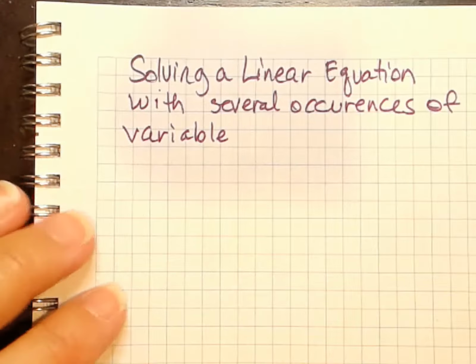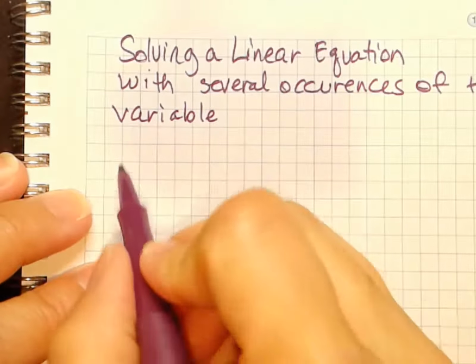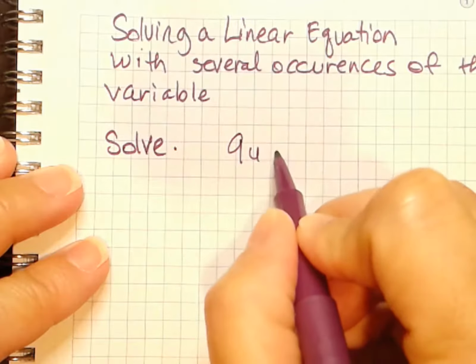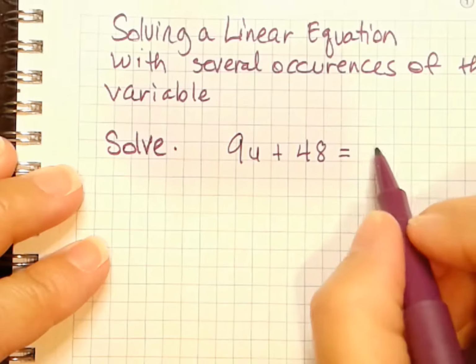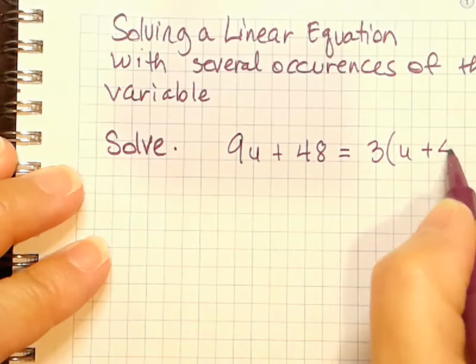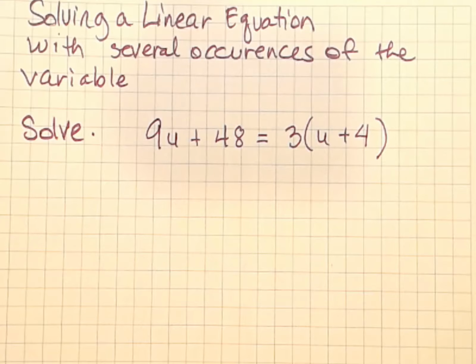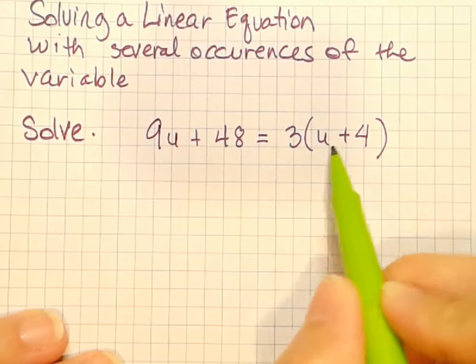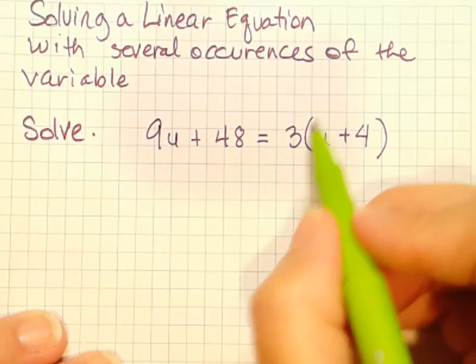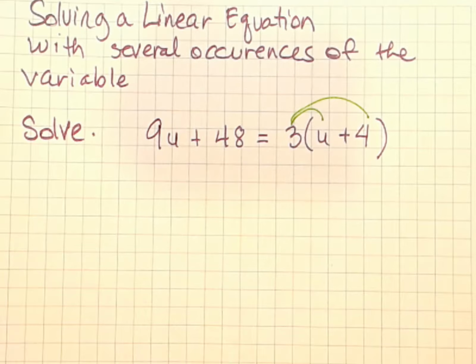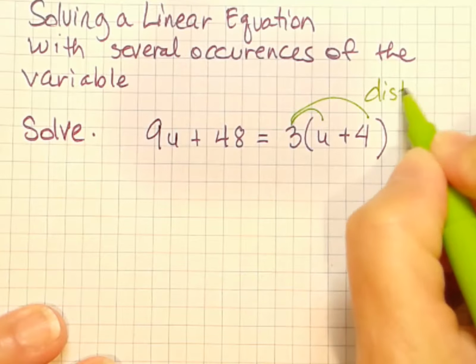We're in the linear equations section, and the question says solve 9u plus 48 is equal to 3 times u plus 4. Okay, so in order to solve this one, we are first going to have to get rid of the parentheses, because we know that the parentheses kind of lock this up, this u plus 4. So I think of it as freeing them out. We're going to multiply, because we know a number in front of a parentheses means to multiply. This is the distributive property.